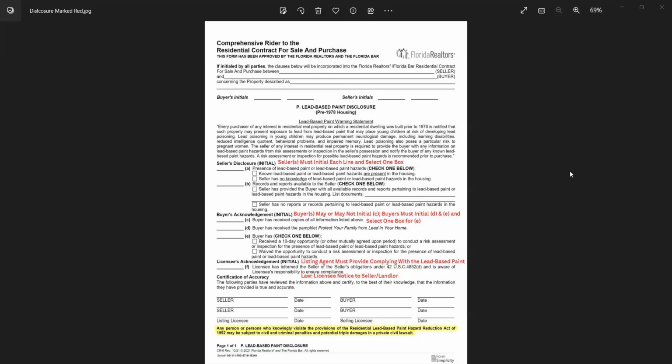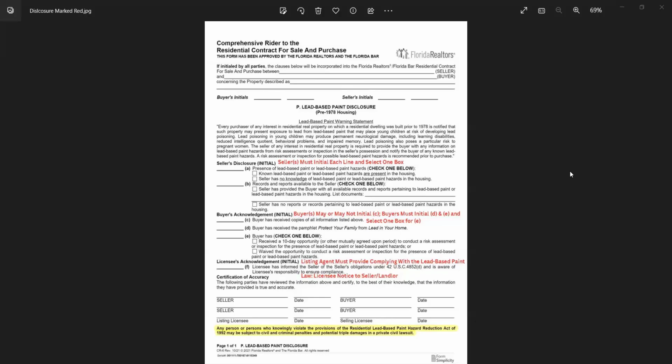Lead poisoning in young children may produce permanent neurological damage, including learning disabilities, reduced intelligence quotient, behavioral problems, and impaired memory. Lead poisoning also poses a particular risk to pregnant women. The seller of any interest in residential real property is required to provide the buyer with any information on lead-based paint hazards and risk assessments or inspection in the seller's possession, and notify the buyer of any lead-based paint hazards. A risk assessment or inspection for possible lead-based paint hazards is recommended prior to purchase.